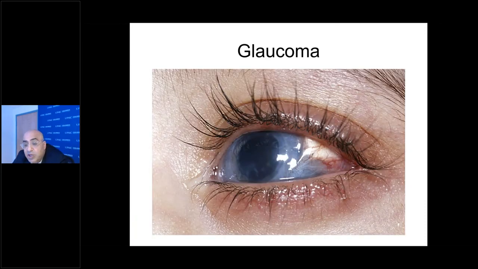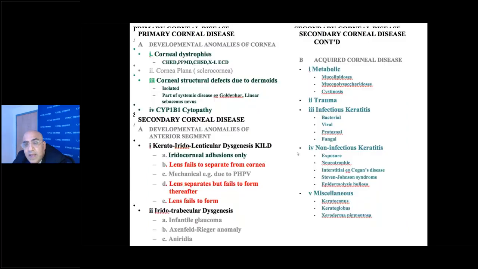Glaucoma is a problem. Here's a child who's had a graft and has had a tube placed. This is a patch graft. I don't use sclera anymore. I use clear cornea, so it doesn't look so obvious.